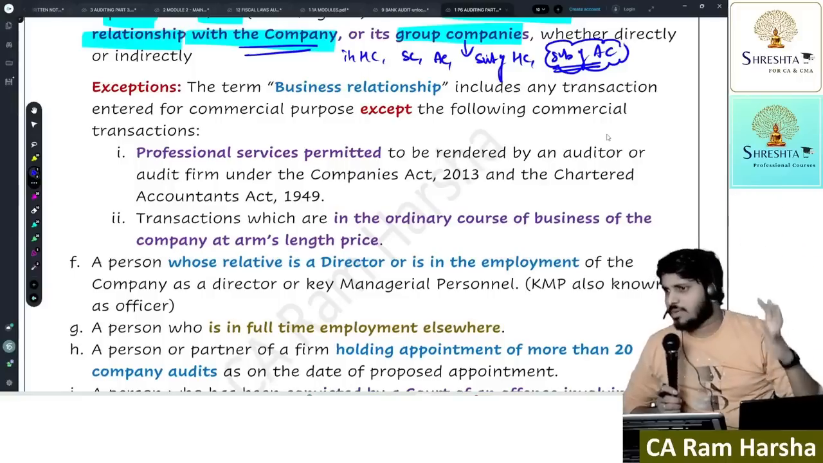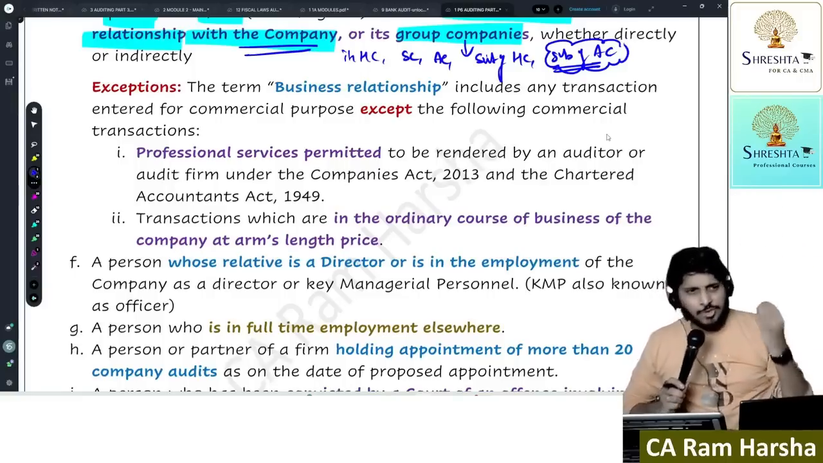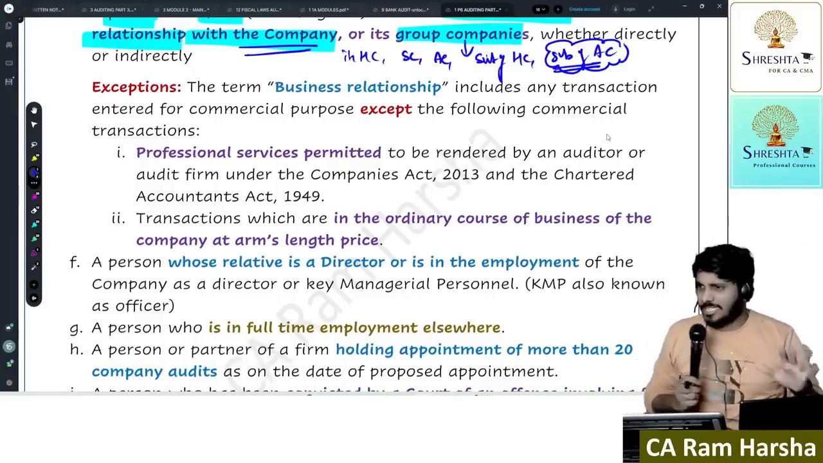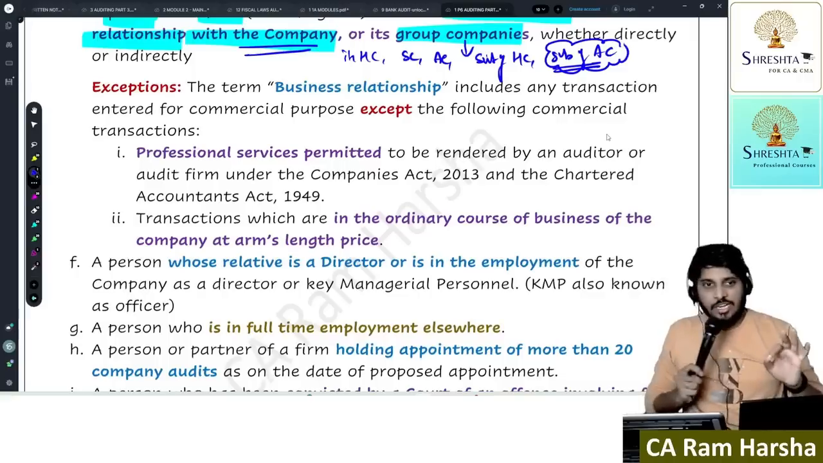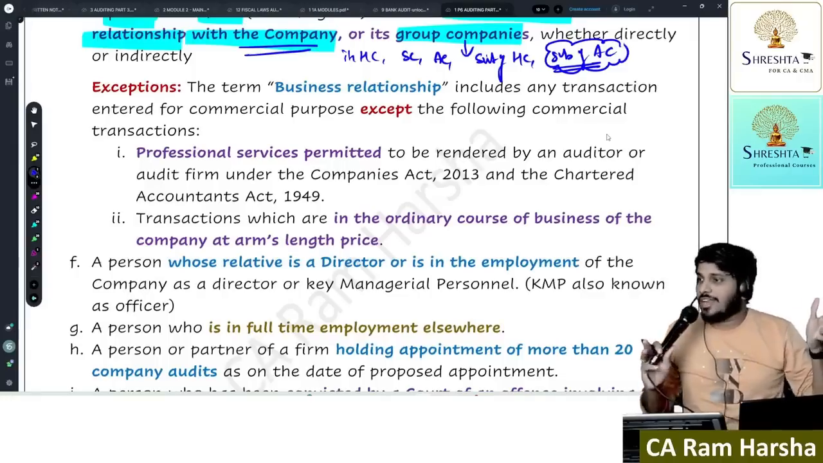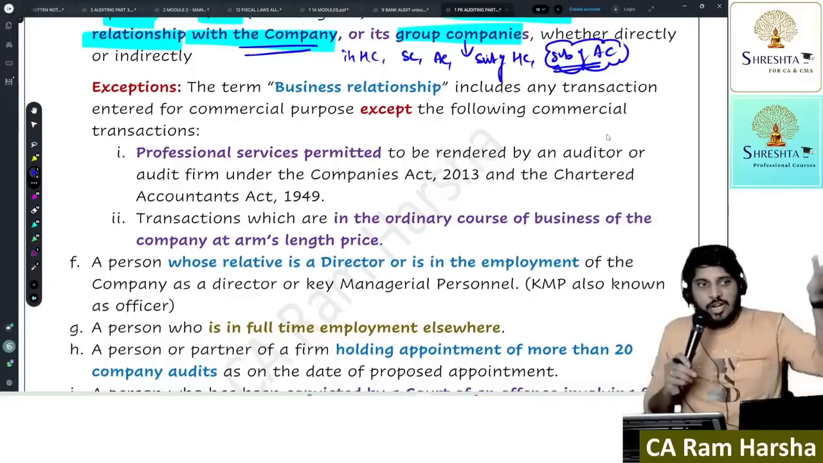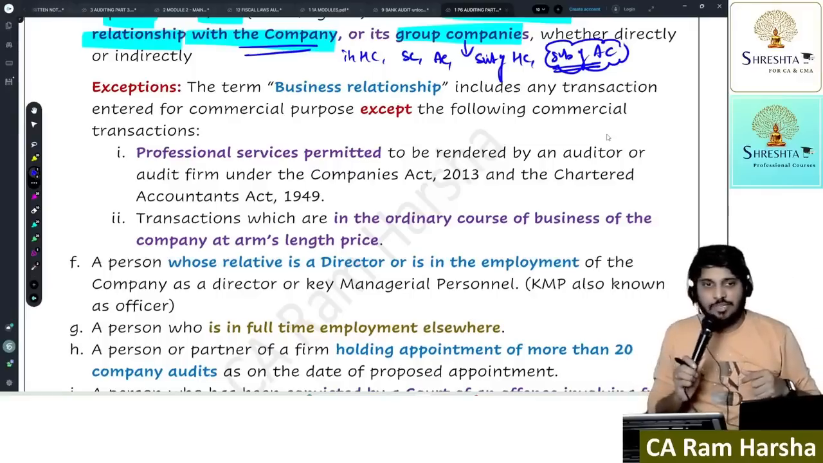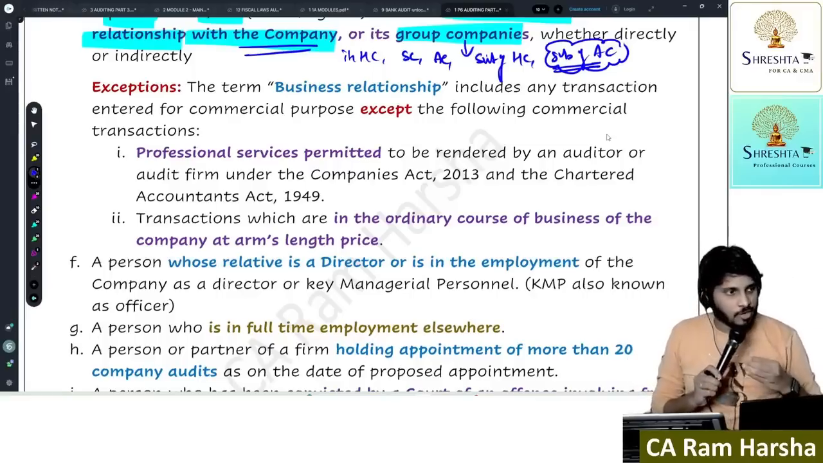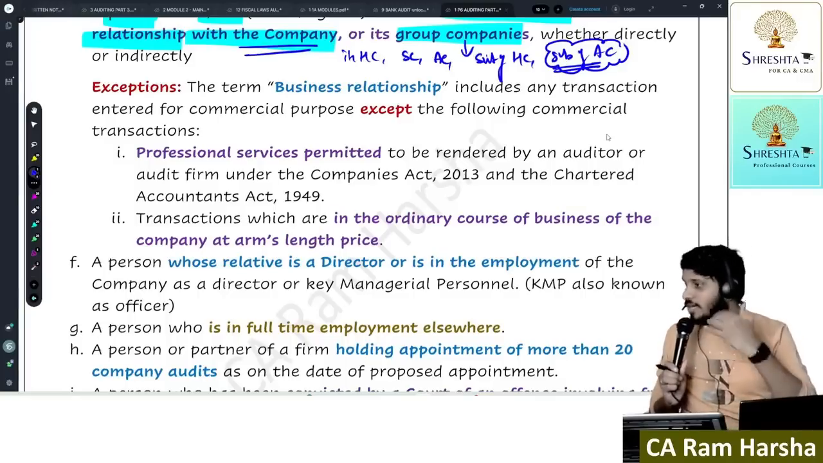All the ways they are prohibiting, just to make you independent. Very simple. What are they trying to achieve? Auditor and the company should not have any relationship. You should not have a business relationship. Business relationship means what? You should not be a distributor, sub-distributor, wholesaler, retailer.